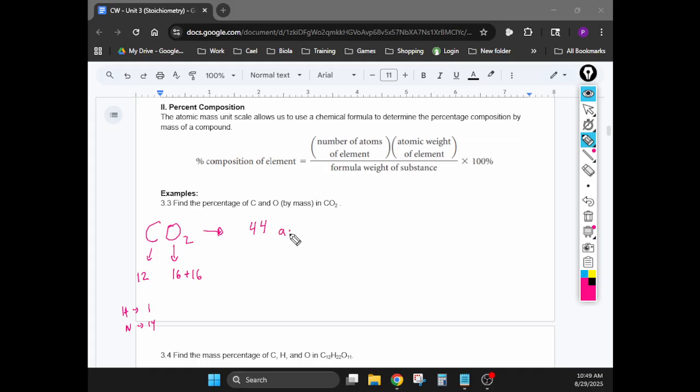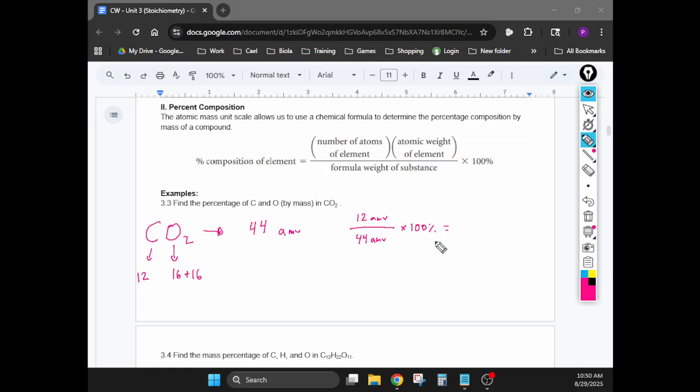Okay, so CO2 has a total mass of 44 AMU. All right, so the question's asking to find the percentage by mass of both carbon and oxygen. I'll do carbon with you guys just to show you the formula, and then you guys can try oxygen on your own. So the way that you find the percentage by mass of something: carbon has a mass of 12 AMU, right? And so you just take carbon's mass, 12 AMU, divided by the total mass, which is 44 AMU, and then we just multiply that by 100%.